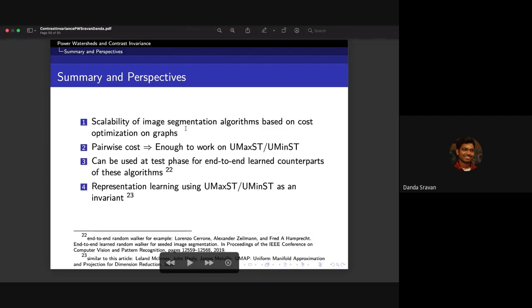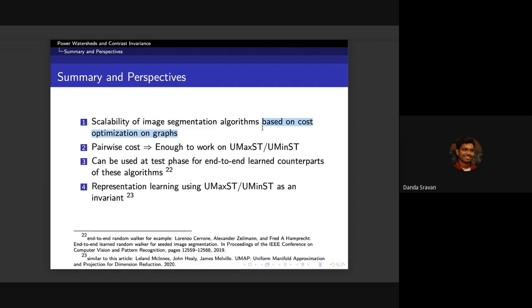So to summarize these ideas, one can scale up several algorithms, mostly image segmentation algorithms that are based on cost optimization on graphs. These cost optimizations form a very large class. The class that I described here is a much larger class, and a lot of graph cut variants can be sped up using this particular framework.